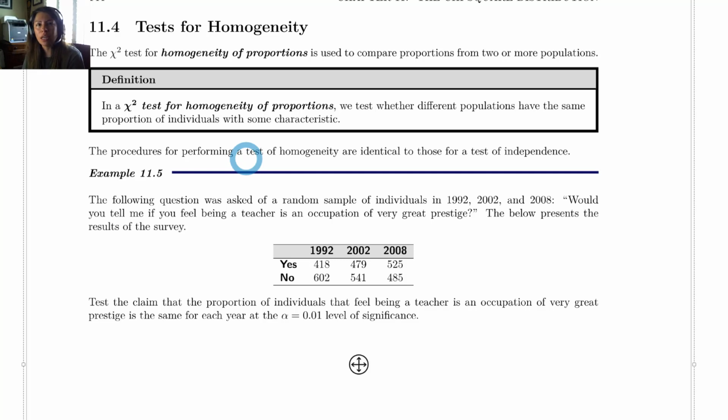The test for homogeneity. So we're just doing the same kind of test that we were doing in chapters 9 and 10 with proportions, except now we just have more samples, that's all. So let's just take a look at the example.